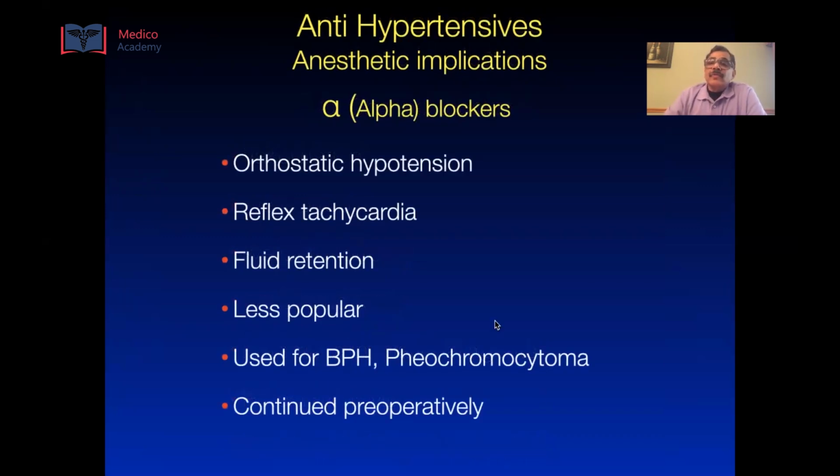Alpha blockers in the form of regitine, phenoxybenzamine, or doxazosin were given in the past, but they cause orthostatic hypotension, reflex tachycardia, and fluid retention, and have become less popular for routine management of hypertension. That being said, they are still very popular in the treatment of benign prostatic hypertrophy and in the treatment of pheochromocytoma.